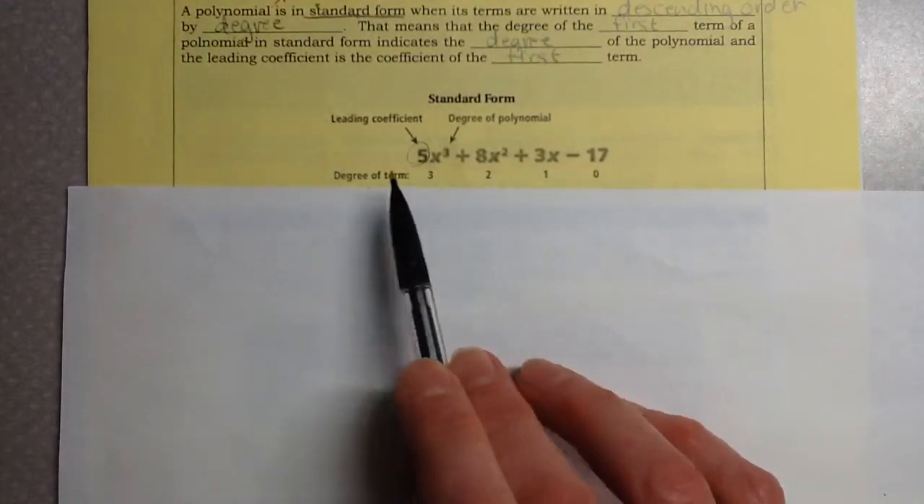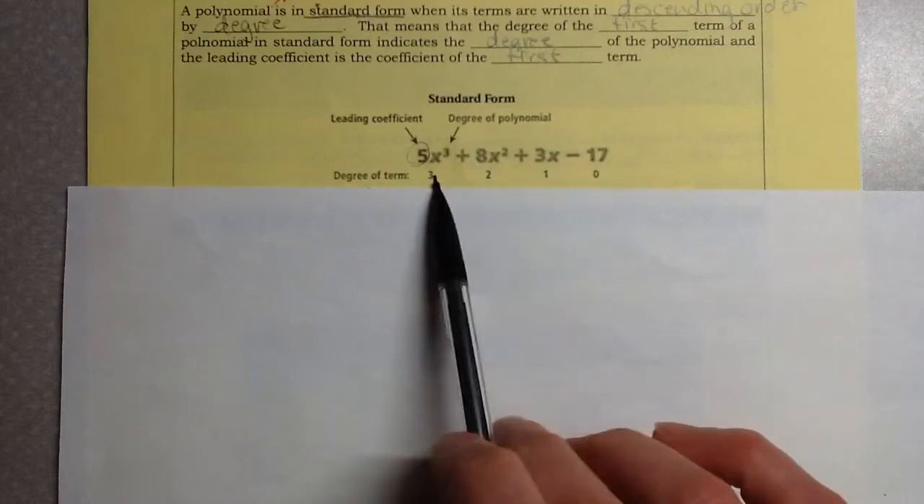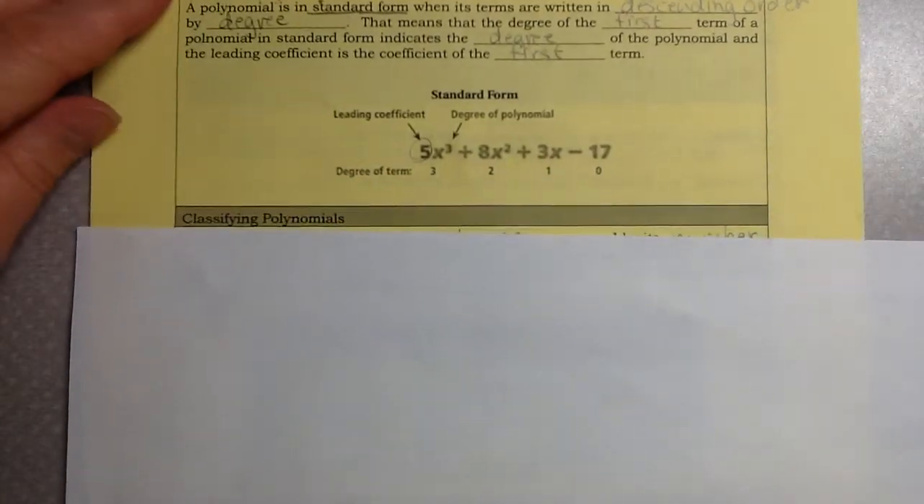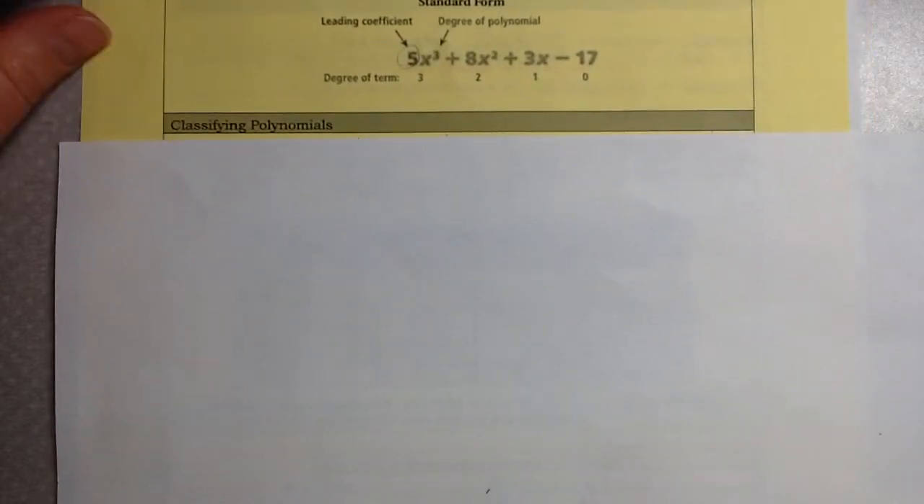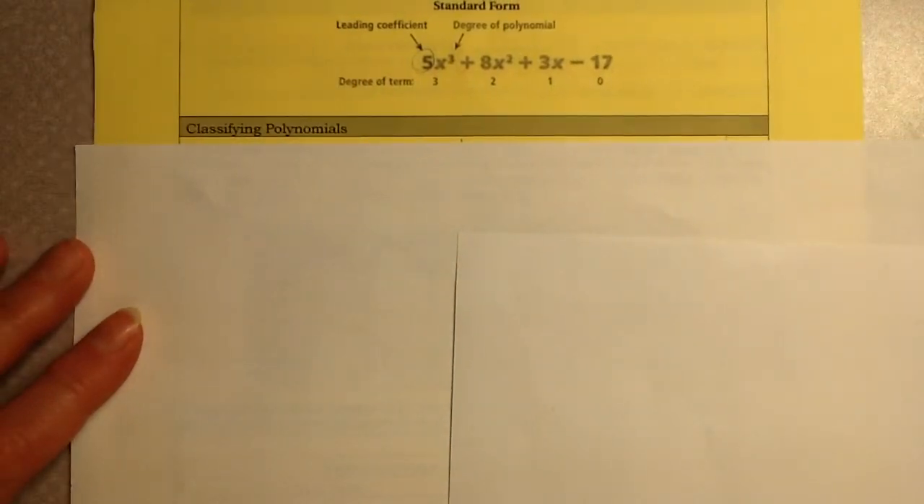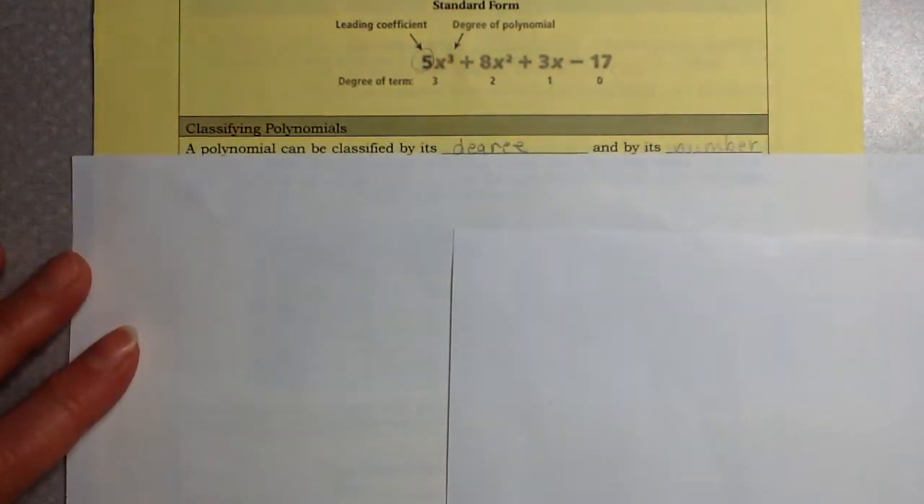So we have actually 4 terms, and that's going to help us name a polynomial. So another thing that you're going to be doing today is classifying polynomials. And there are 2 ways that you can classify polynomials, or 2 classifications for a polynomial. It can be classified by its degree and by its number of terms.